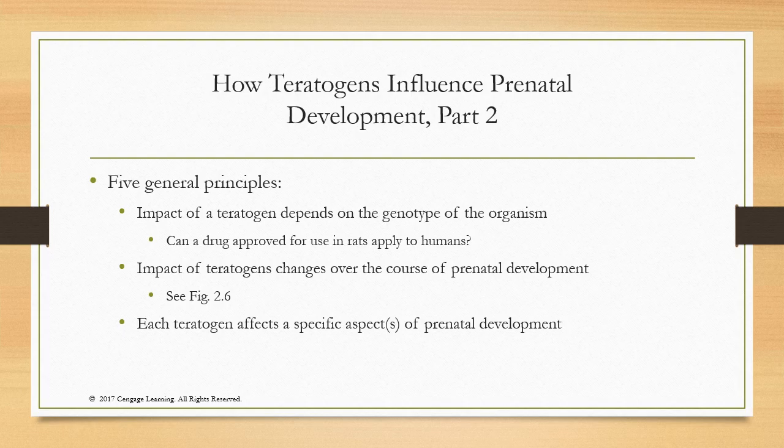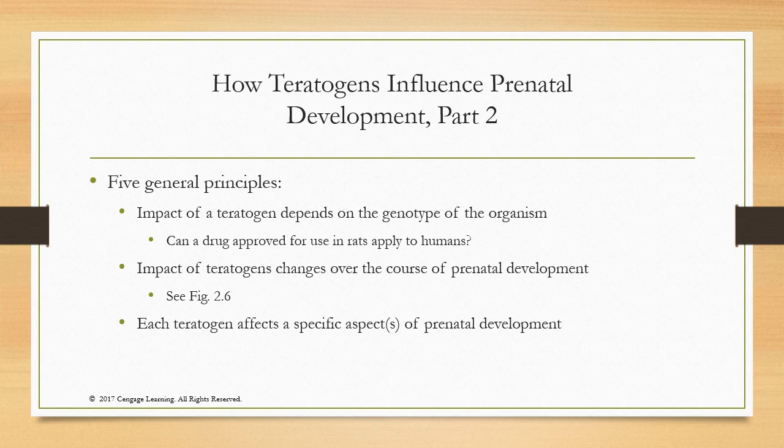So can a drug approved for use in rats apply to humans? The genotype, remember, is the definition of what that gene does. So if we do drug trials on rats and it shows that the drug caused cancer in 50 rats, can that be applied to humans? We don't have the same genotype. So can we say that drug is a no-go, or how do we take it to the next level?